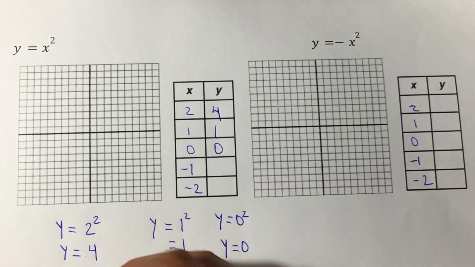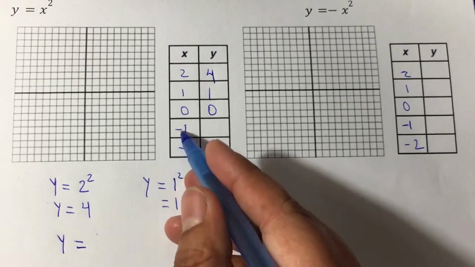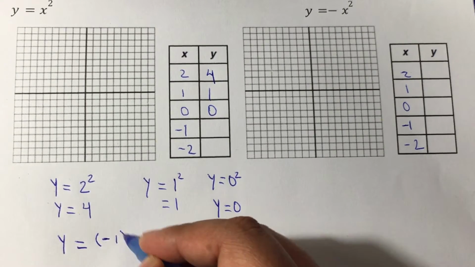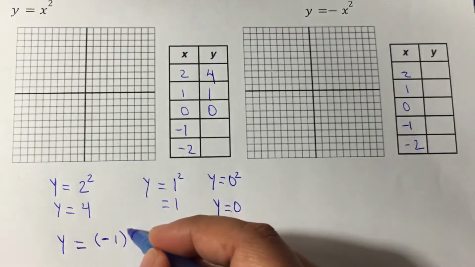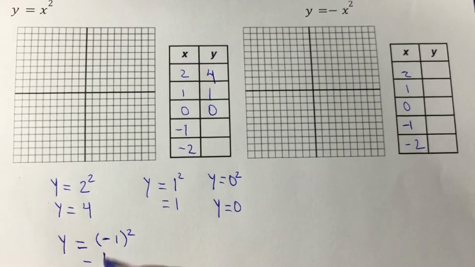For the negatives, because it's negative, we're going to put it between parentheses. Okay, and negative 1 squared. Negative 1 times negative 1 will always be positive 1.